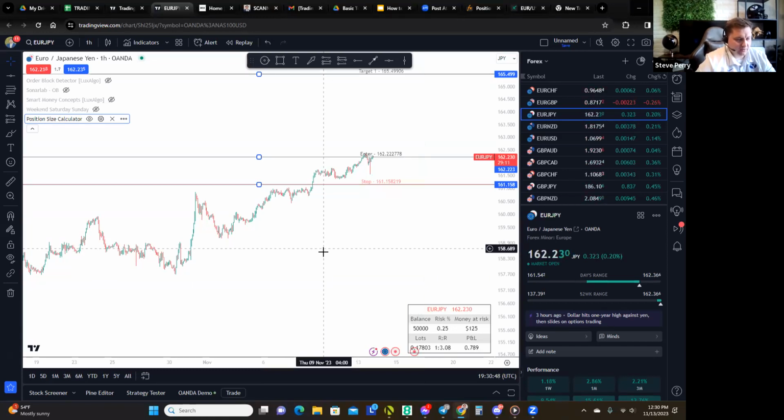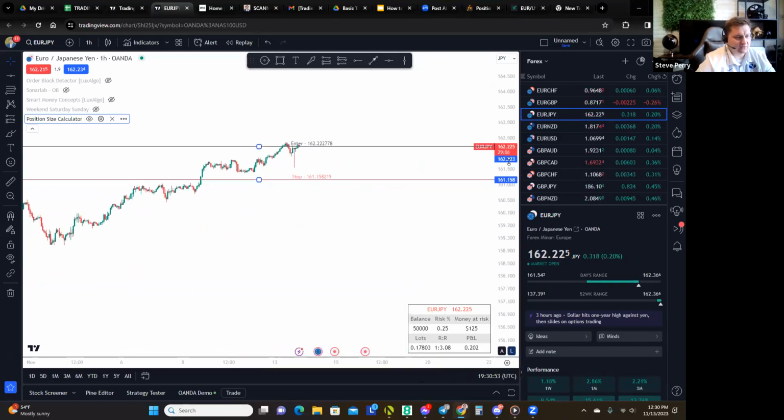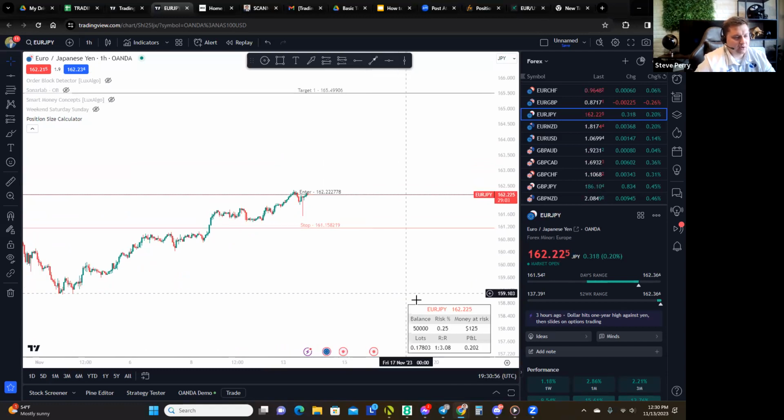So what this is basically saying is, if you want to use this one, your balance is $50,000. You're risking 0.25% per trade, and it'll tell you money at risk is $125. Your lots is 0.17, almost 0.18. You could probably just round it to 0.18 if you wanted to. Your RR ratio is 1 to 3.08. Yeah, that's what that's saying right there.